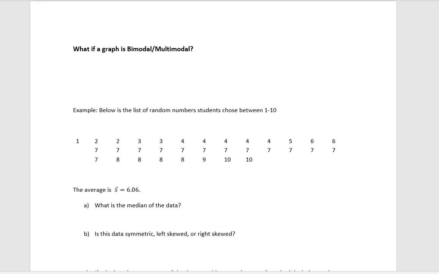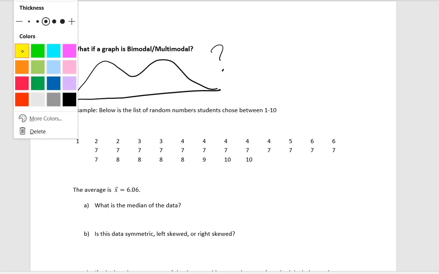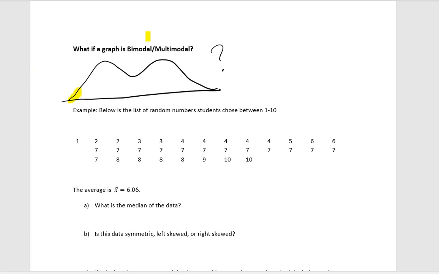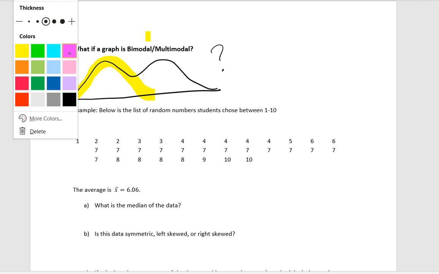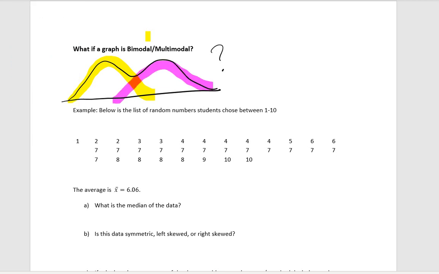All right, last but not least, what if our graph is bimodal or multimodal? So what happens if we have a graph like this? Which one do we use? Do we use the mean or the median? Well, actually, there's not a clear answer here, and the reason is because usually what happens when you have a bimodal graph is that you have one group and then you have another group.